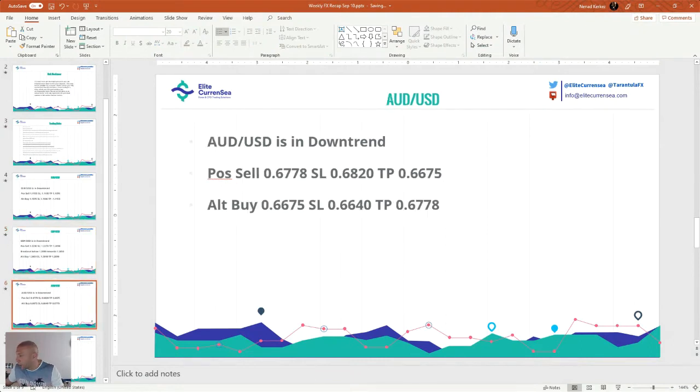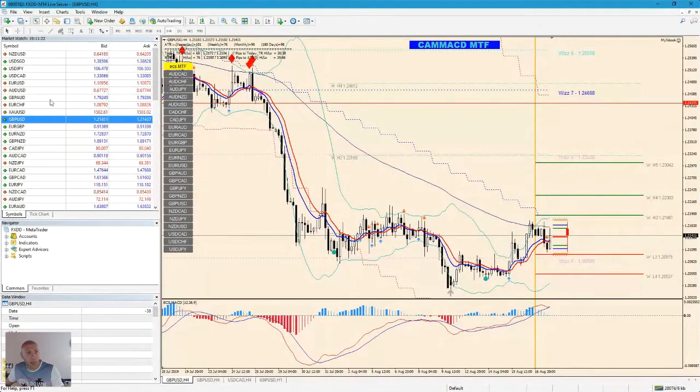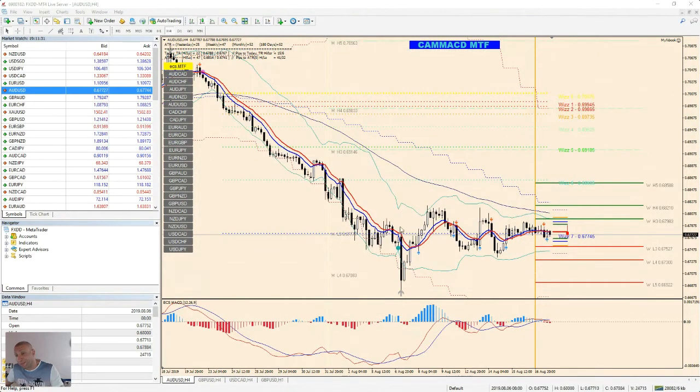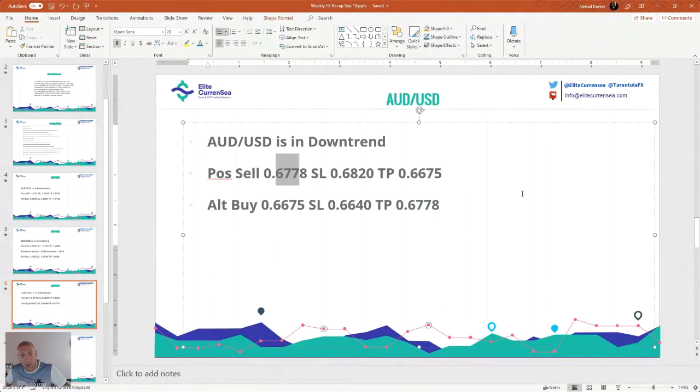Now the Australian dollar. Let me check the Australian dollar. The Australian dollar is in downtrend. I was thinking about making a short trade, but you see this spike looks like the price will pull back. So I really want to sell it higher. So 68.20 for me is the sell. 68.20 is the sell for me, guys.